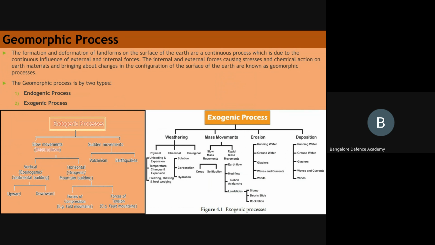Okay. So this is what happens to the earth. It's called geomorphism. The main reason for this geomorphism is the forces which are acting on the earth. There are two types of forces acting on it. One is called the endogenic forces.